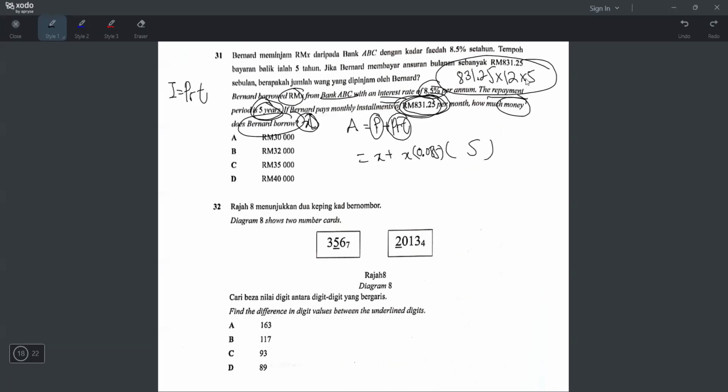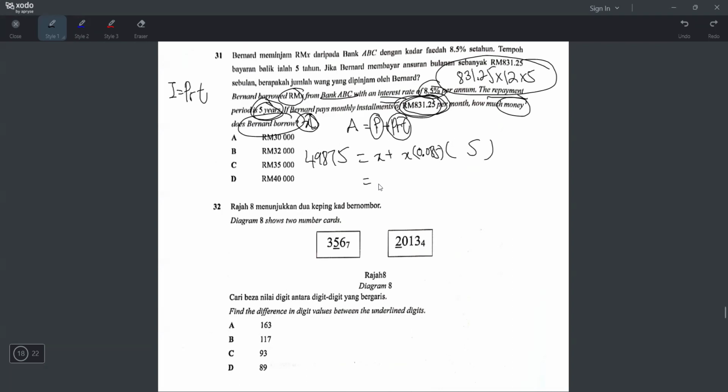831.25 times 12 times 5. Okay, my calculator gives me 49875. That means 49875 is the total you have to pay back the bank, right? It means this is the amount he borrowed plus the interest. That means P plus PRT is equal to this. So now we can find X.